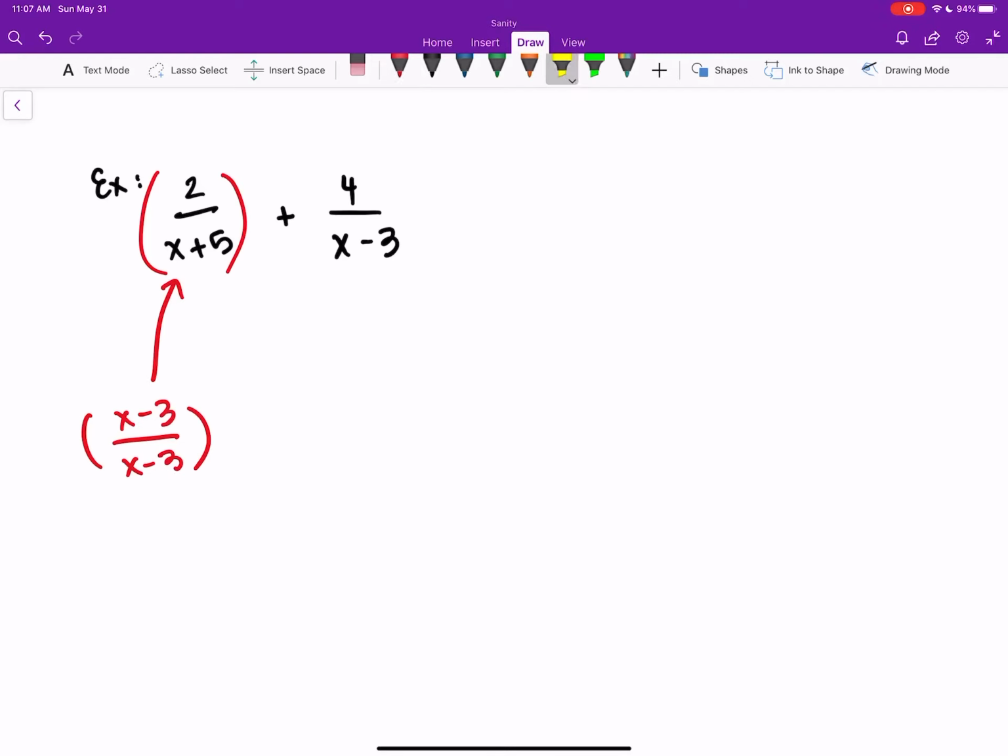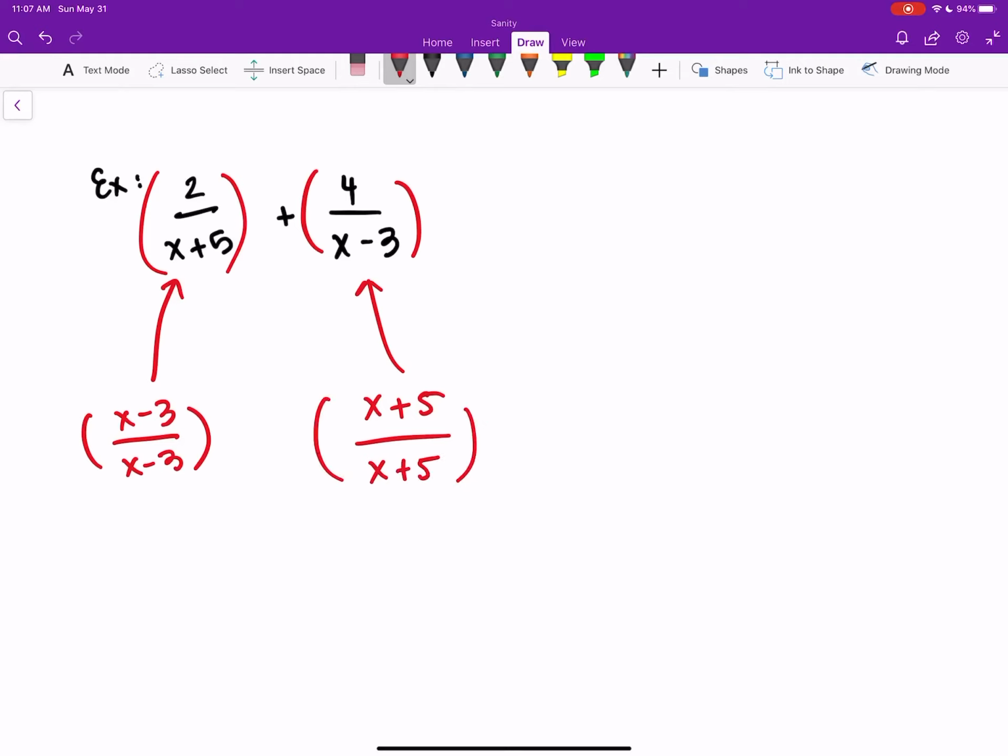Again, you're just taking the denominator from the other side and duplicating it and multiplying it by the first term. So I'm going to get rid of that highlighting. And for this second term, I'm going to multiply by, well, what's the denominator over here? It's x minus 5. So I'm going to multiply by x plus 5 over x plus 5.